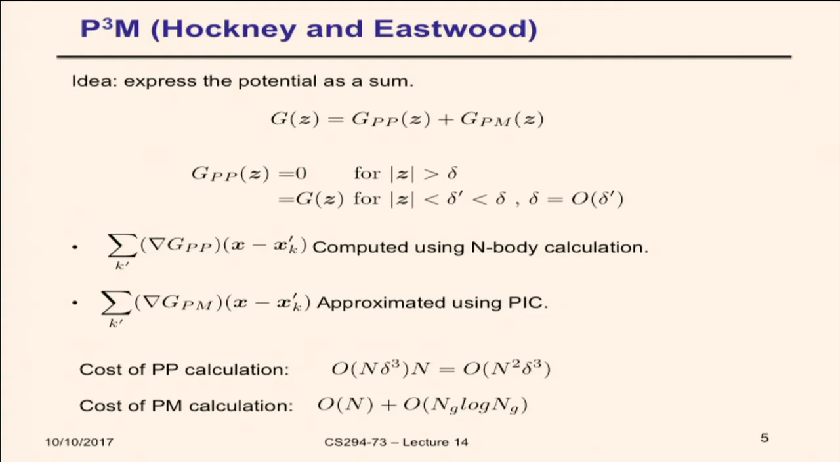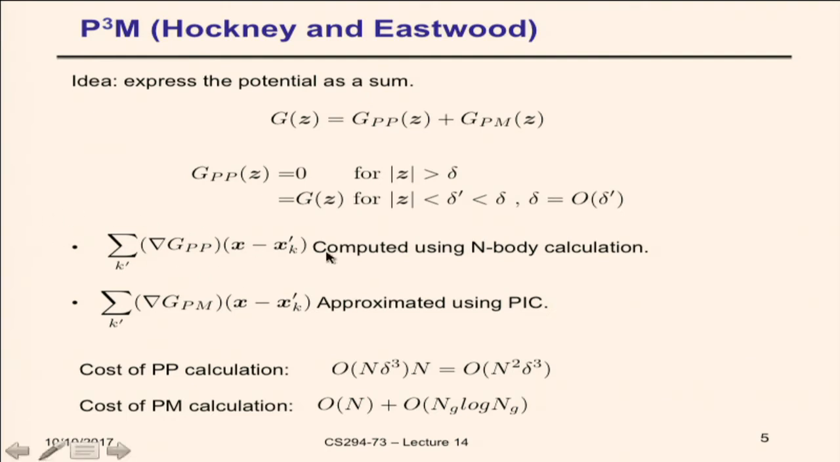But you've localized it. Outside of some finite support, it's 0. And G_PM is whatever's left. So typically the way you get G_PP is to multiply your original Newtonian potential by some modifier with compact support, some function with compact support that's identically equal to 1 in this uniform region. Those are easy to construct on the delta prime ball, and go to 0 outside of delta. And then G_PM is whatever's left.